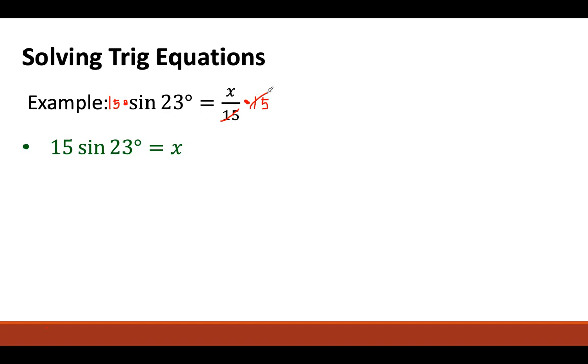Okay, once you get x by itself, all you need to do is put this in your calculator. Make sure your calculator is in degrees or you will not get the right answer. So when I put this in my calculator, I get the answer to be x equals 5.9.